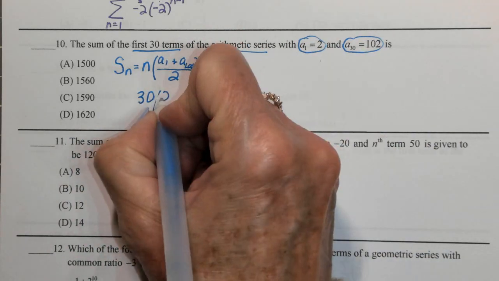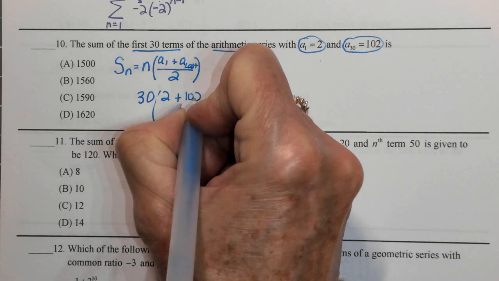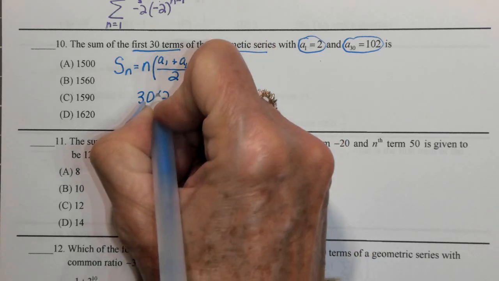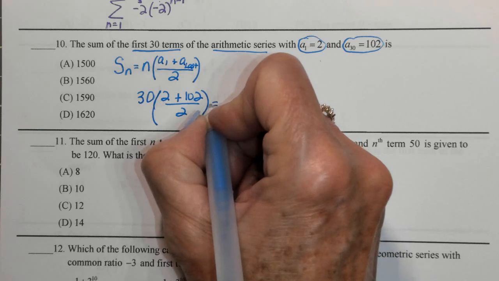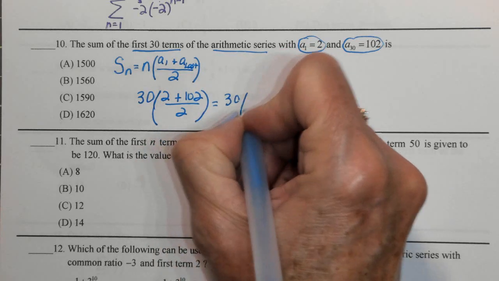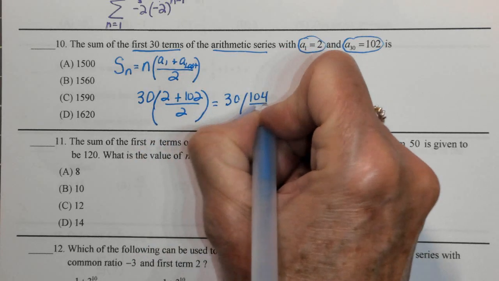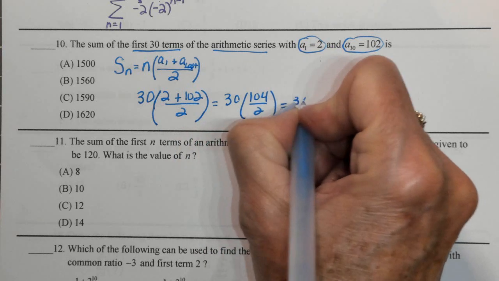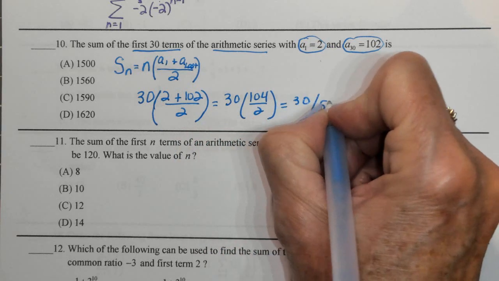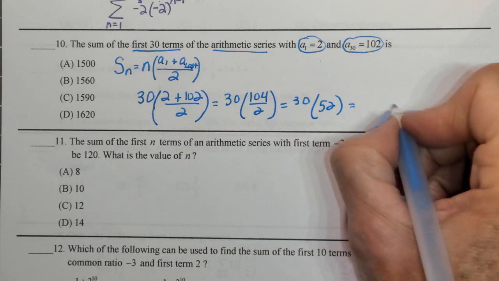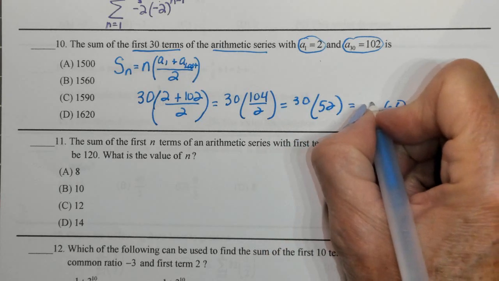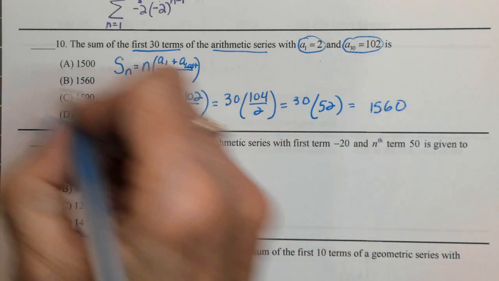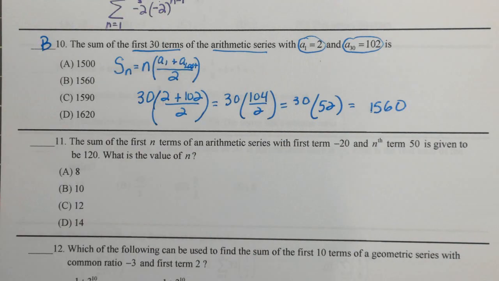The first term is 2, the last term is 102, and then we're averaging those, so we divide by 2. So this will be 30 times 104 over 2, which is 30 times 52. That'll be a 0, and then 3 times 52 is 156, so 1560. B is that answer.